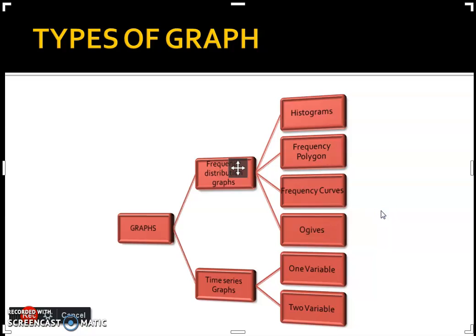Let us explain what are the different types of graph. So graphs are of two types: frequency distribution graphs and time series graph. Frequency distribution graphs are of four types, that is histograms, frequency polygon, frequency curve, ogives, and time series graph are of one variable and two variable. In this video we will learn only the frequency distribution graph. In the next video we will learn how to construct time series graph.